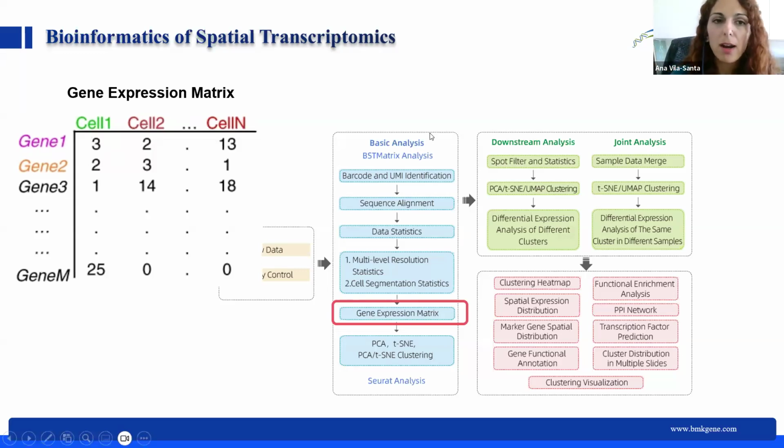So our standard package of bioinformatics includes a very extensive downstream analysis, and it's mostly focused on clustering of these spots and cells. And I'll go over a bit to see what kind of information we can get out of it.